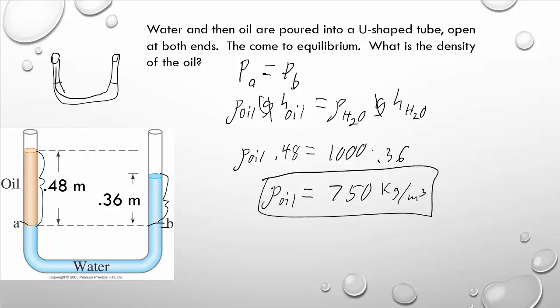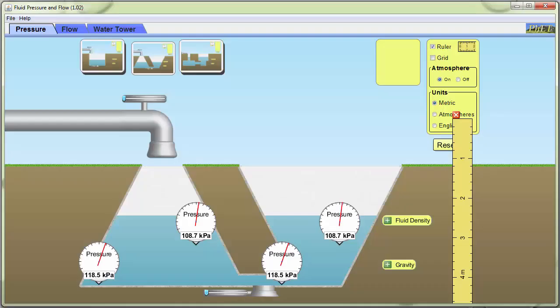Okay. And just to show you a little bit more about what I mean by having the pressures the same at that level, here's a little applet from that same PhET website. If you look up the fluid pressure and flow applet, I've put these pressure gauges here ahead of time. So these two are at the exact same level, and these two are at the exact same level. And it doesn't matter what's going on above or below or what shapes of walls we have.